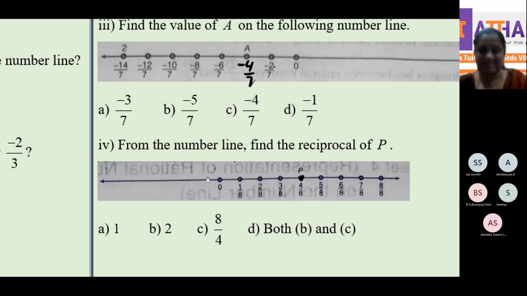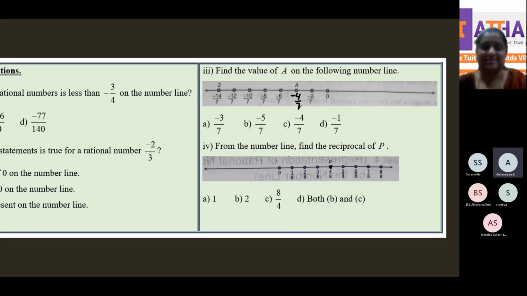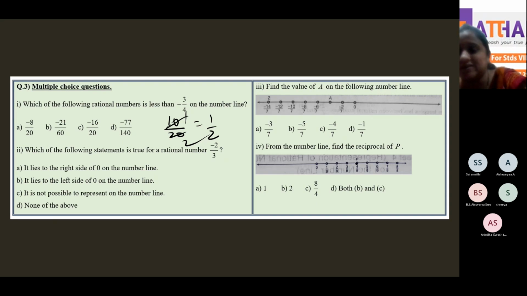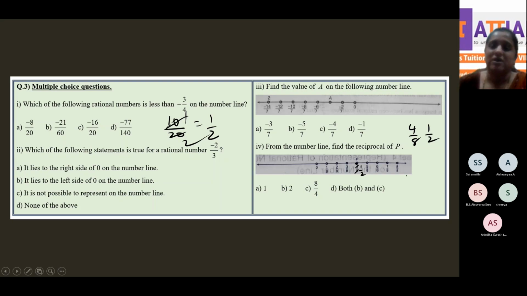Once again, if we cancel the reciprocal, we can still get the same answer. They are not two different numbers. 10/20 is the same as 1/2. When you reduce it, you get 1/2. 4/8 is nothing but 1/2. So you can treat it as 4 by 8 or as 1 by 2. Both are correct. They're not different.